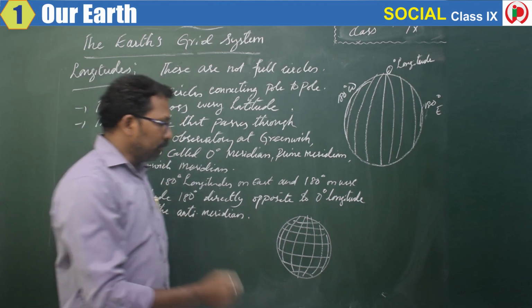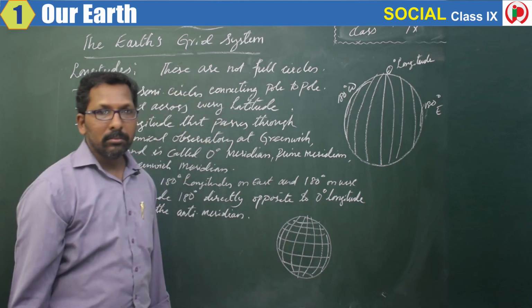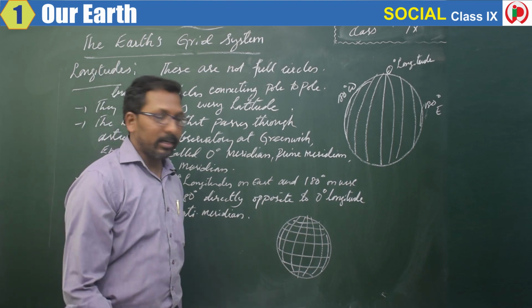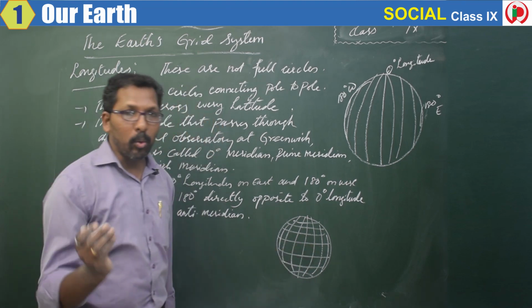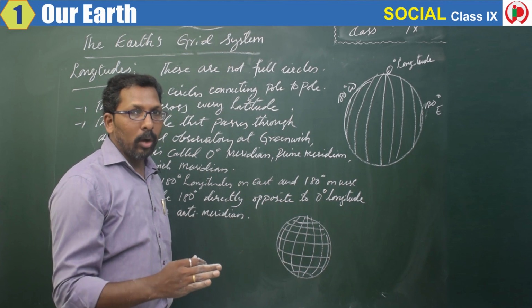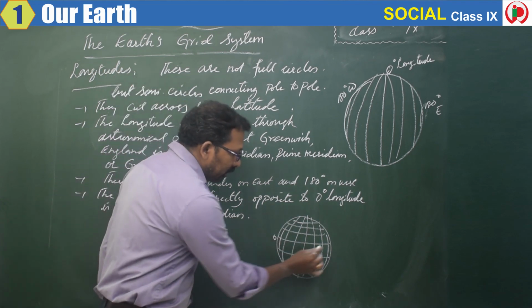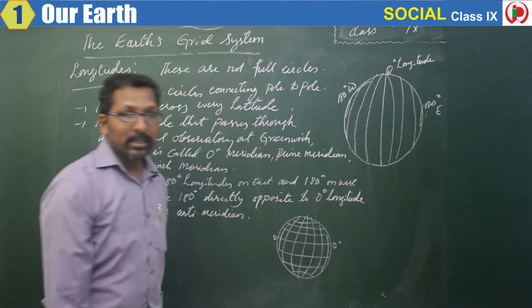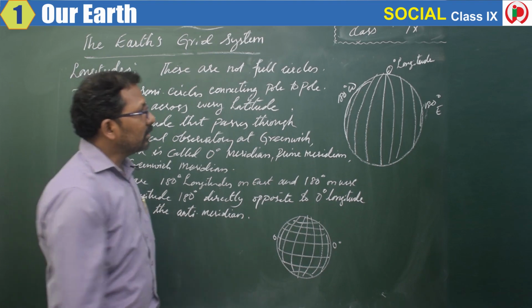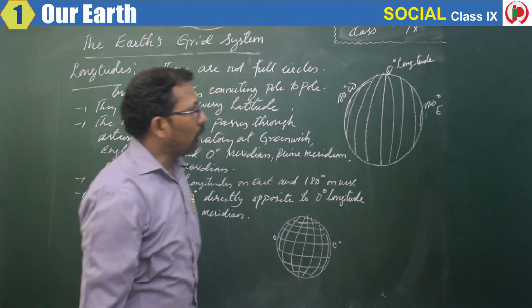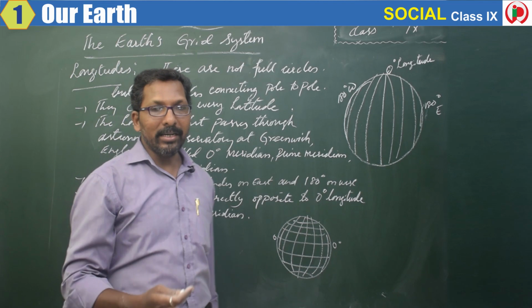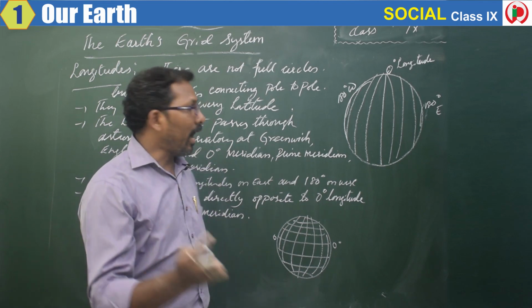For example, when we were discussing latitudes, as I said, the longest latitude, which divides the earth into two halves, we call 0 degrees, we call the equator, right? Similarly, this longitude also divides the earth into two halves.